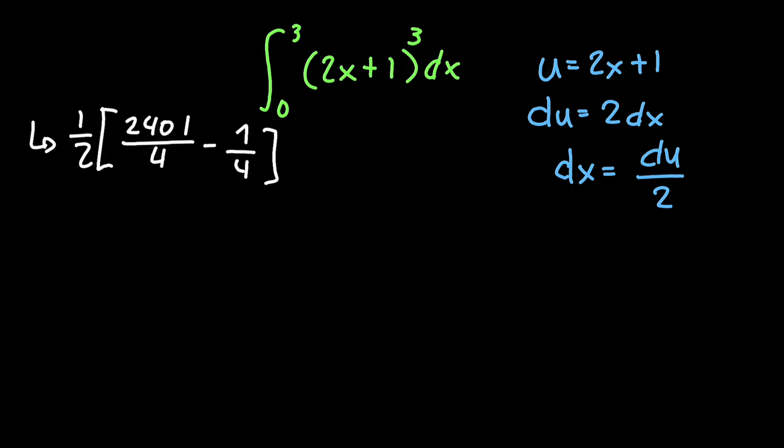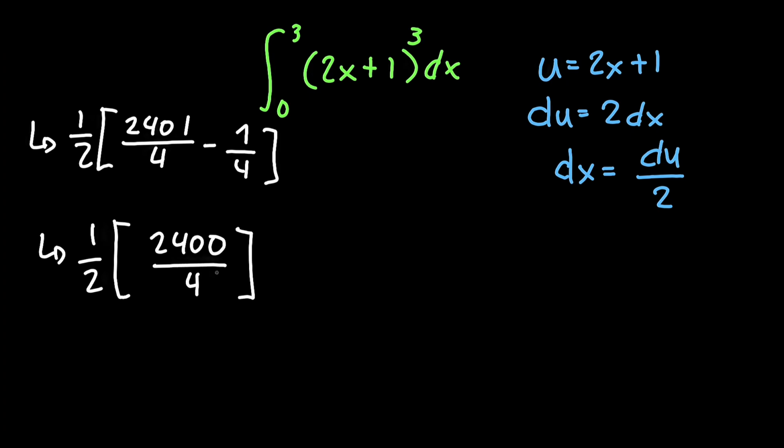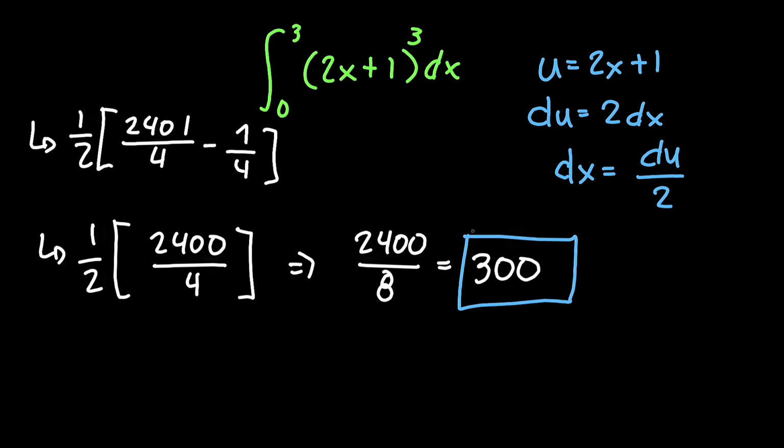And so, since these both have common bases, you can actually subtract the numerators now. So this should be 1/2 multiplied by 2,401 minus 1, which would be 2,400 over 4. So, multiplying 1/2 by this, you would have 2,400 over 8, which is equal to 300. So, know that the answer here is 300.